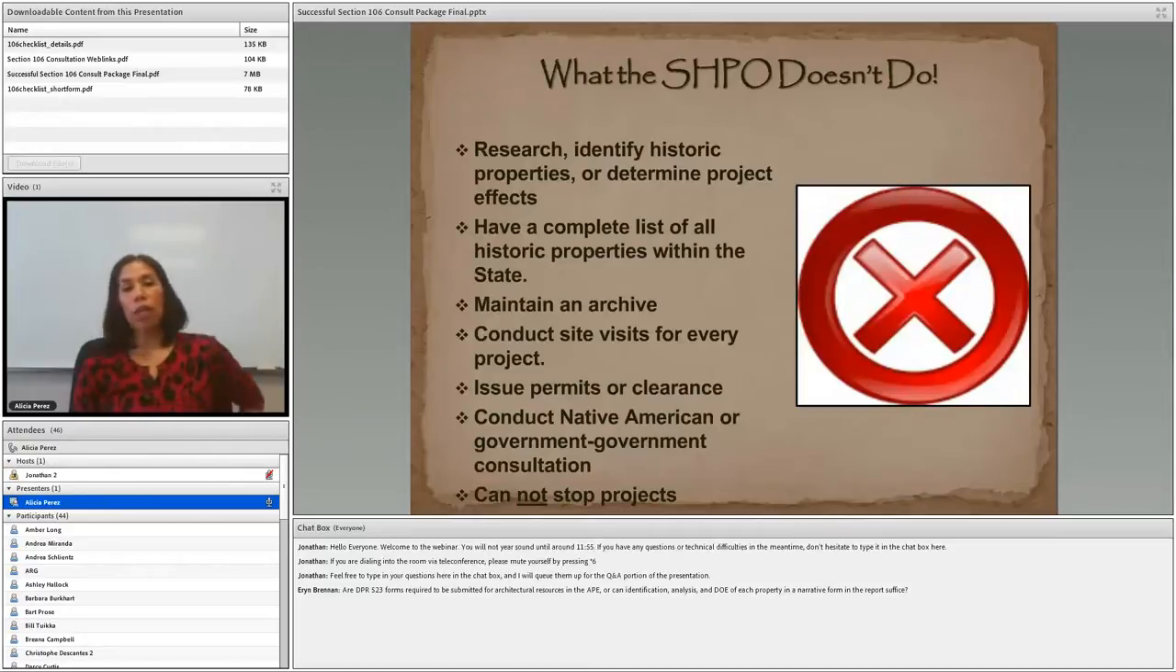We rarely, if ever, can conduct site visits. This is due to lack of funding and contingent on our workload. We don't issue permits or clearance, and we don't conduct Native American consultation or government-to-government consultation. Most importantly, the SHPO cannot stop projects. The SHPO comments and assists throughout the Section 106 process.